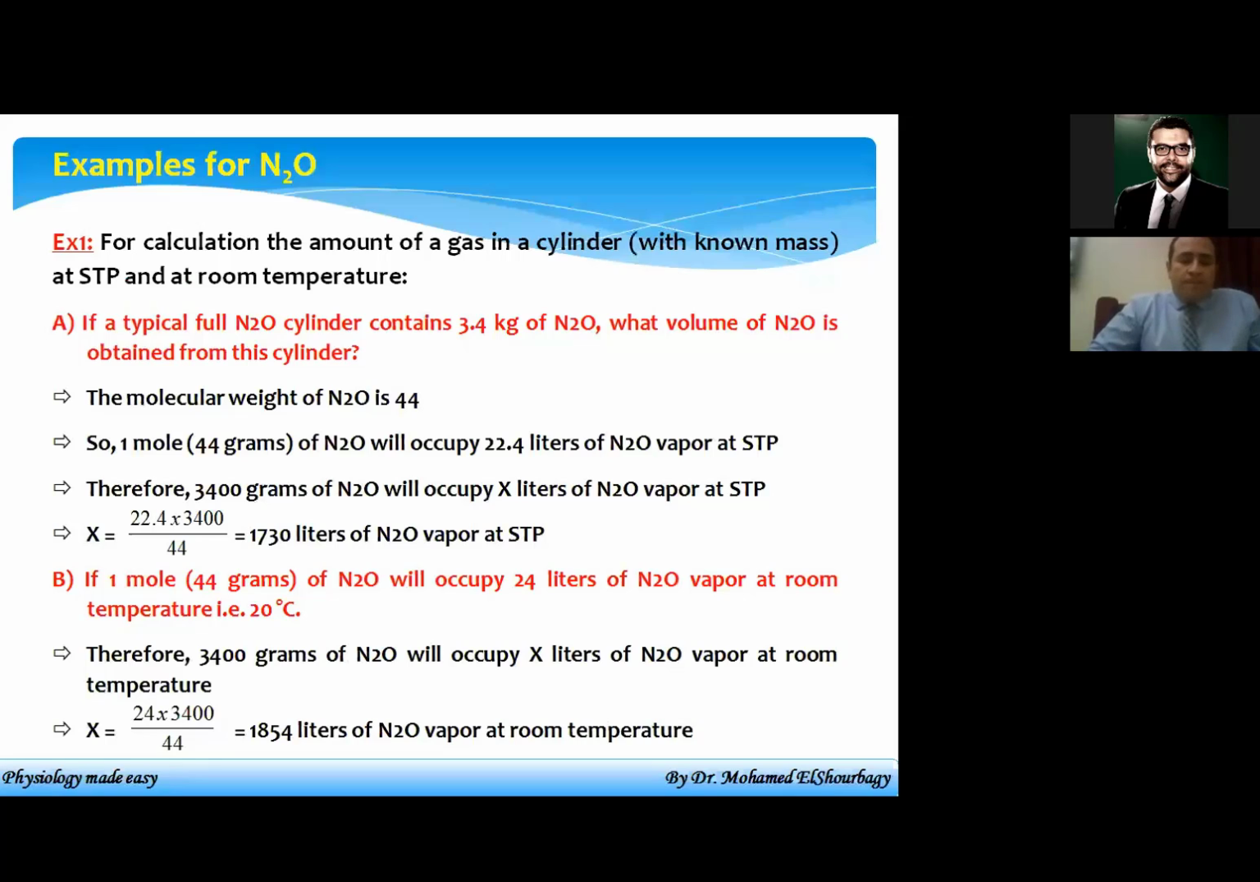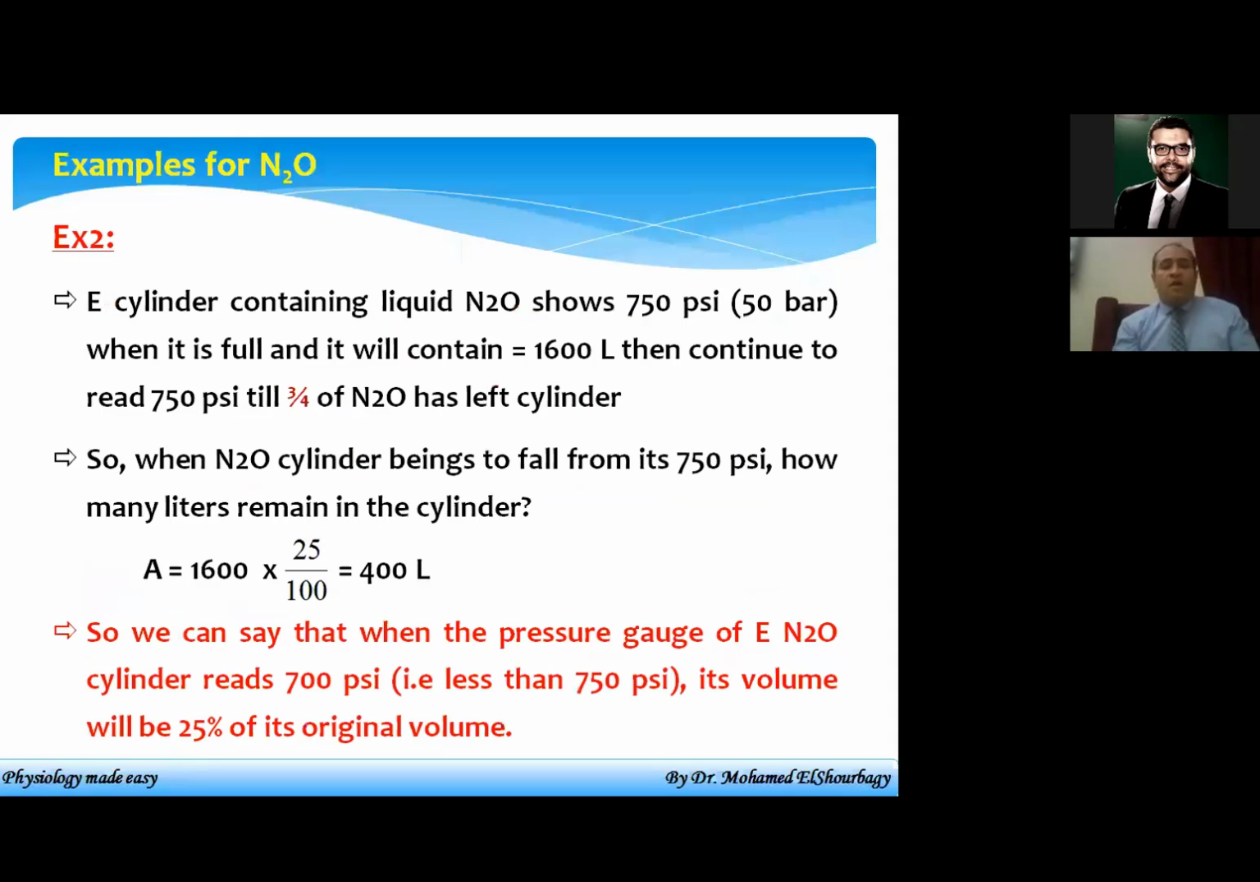The same will be applied at room temperature, where we take the temperature as 20 degrees centigrade. Another example for nitrous: the cylinder contains liquid nitrous and shows 750 pounds per square inch, 50 bar.